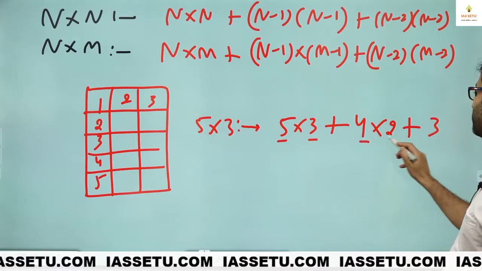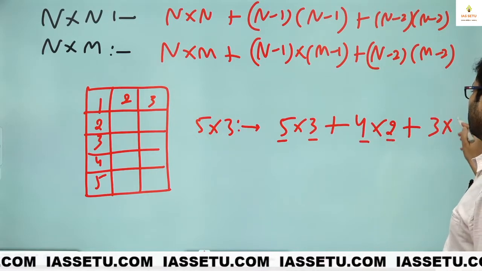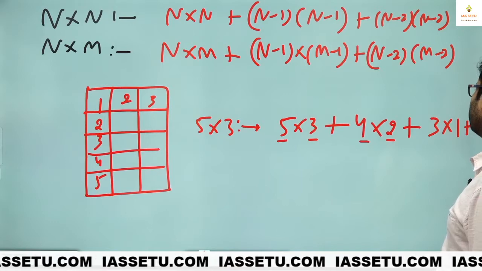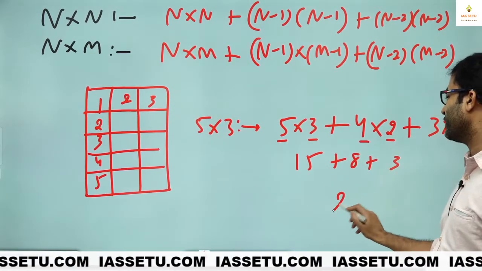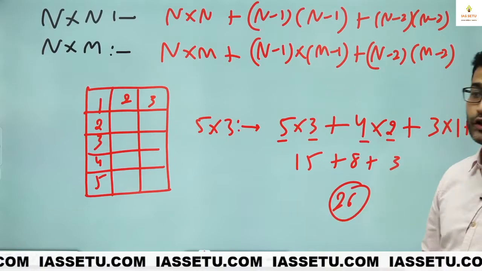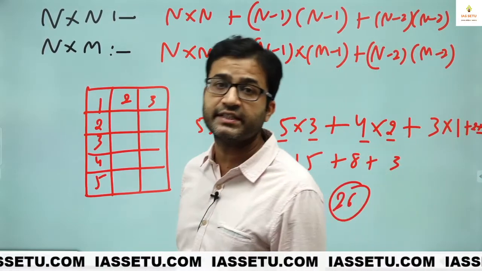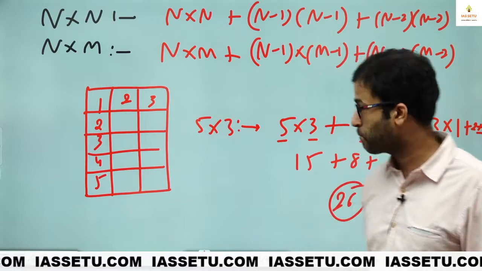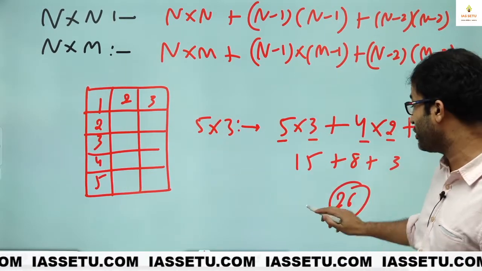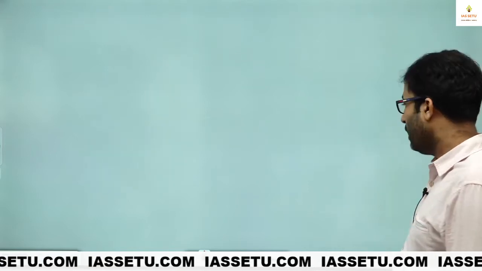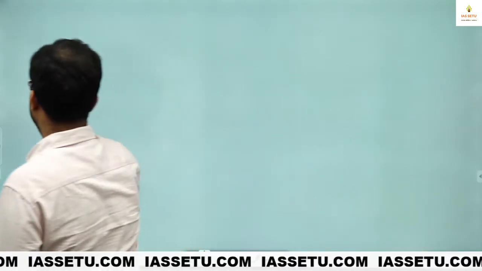4 minus 1 is 3, 2 minus 1 is 1. So plus 3 into 1, then 2 into 0, which is 0. So this is 15 plus 8 plus 3. So we get 26. So in the given figure, we have 26 squares. 5 into 3 plus 4 into 2 plus 3 into 1. So we have 26. Let me take 2-3 more examples.